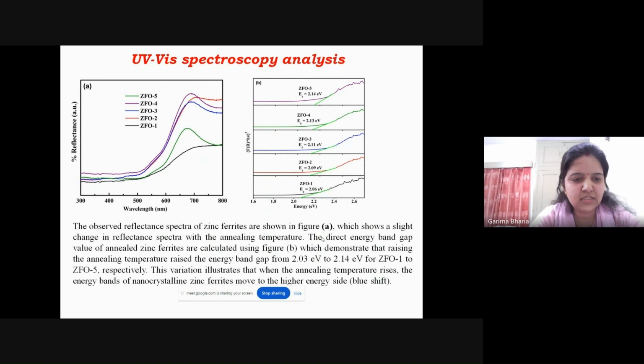The observed reflectance spectra of zinc ferrite are shown in figure A, which show a slight change in reflectance spectra with the annealing temperature. The direct energy band gap values of annealed zinc ferrites are calculated using figure B, which demonstrates that as the annealing temperature is raised, the energy band gap increases from 2.03 electron volt to 2.14 electron volt. This variation illustrates that when the annealing temperature rises, the energy band gap of nanocrystalline zinc ferrite moves to the higher energy side.